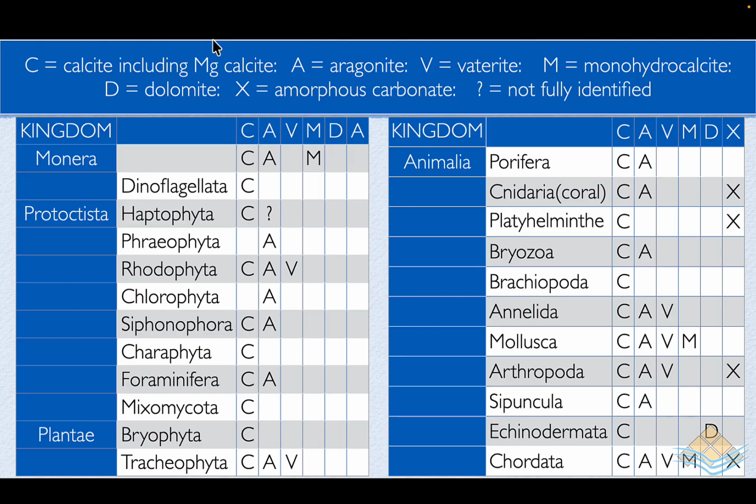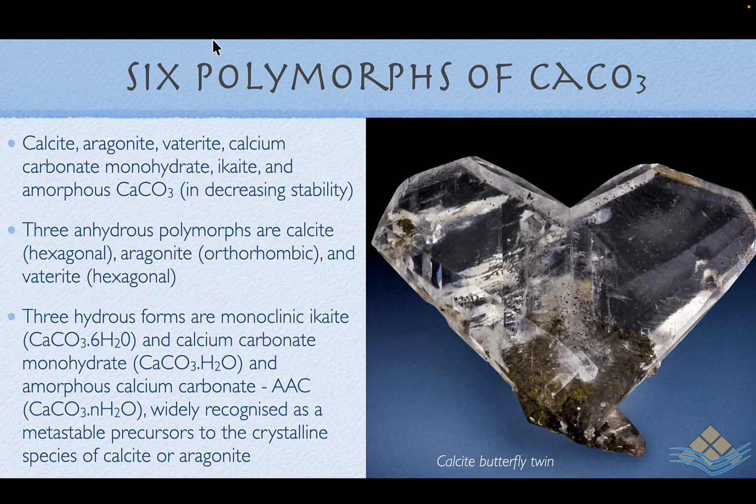If we come on and look at the 6 polymorphs of calcium carbonate, those 6 polymorphs are calcite, aragonite, vaterite, calcium carbonate monohydrate, or ikaite as the hexahydrate form, and amorphous calcium carbonate. That list is in decreasing stability, with calcite being the most stable of the various polymorphs. This is true for both biomineralized and inorganic precipitates of calcium carbonate.